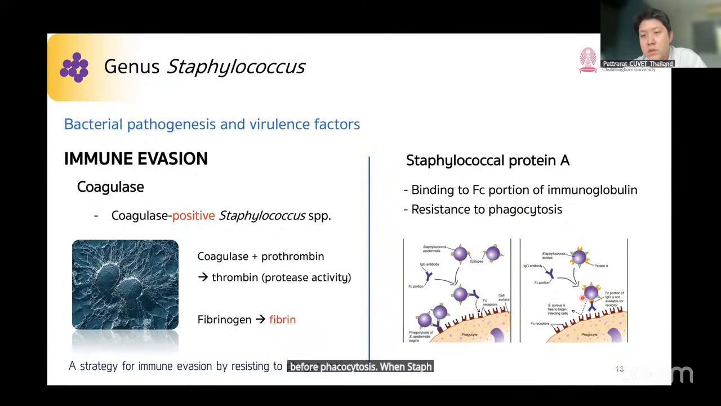When Staphylococcus produces staphylococcal protein A on the cell surface, this will inactivate the immunoglobulin at the Fc portions. So the phagocytes cannot recognize it and cannot initiate opsonization and phagocytosis. So the strains that produce staphylococcal protein A help immune evasion by resisting phagocytosis also.